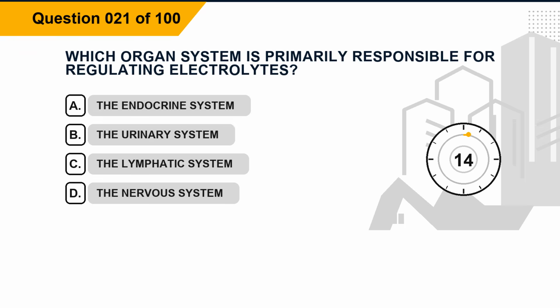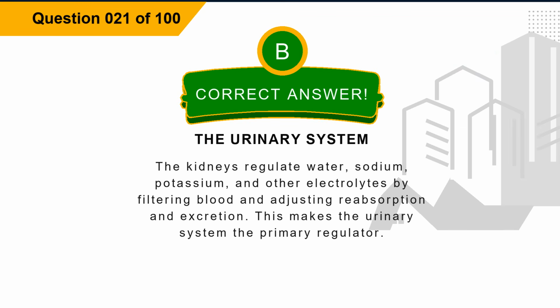Question 21. Which organ system is primarily responsible for regulating electrolytes? Option A, the endocrine system. Option B, the urinary system. Option C, the lymphatic system. Option D, the nervous system. The correct answer is option B, the urinary system.